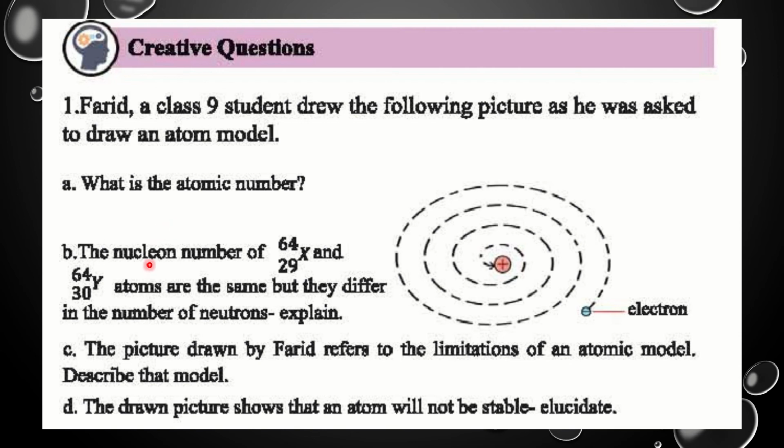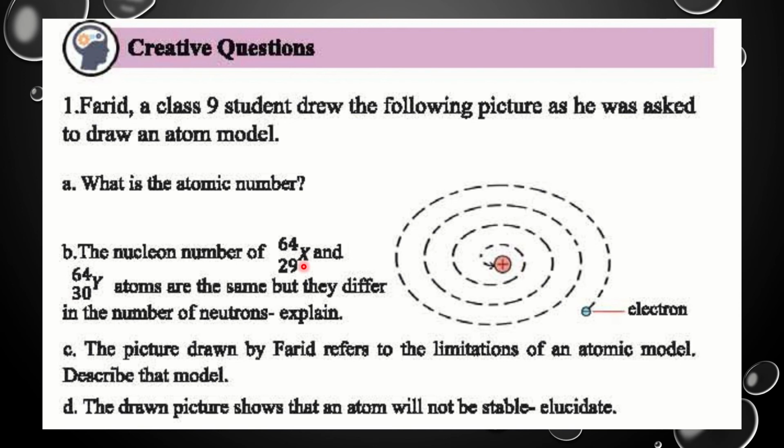The nucleon number means the mass number of 29 64 X and 30 64 Y atoms. They are the same, but they differ in the number of neutrons. Explain. Look, their mass numbers are the same. This is also called nucleon number. Both their mass number is 64, but their atomic number, proton number and neutron number are different.